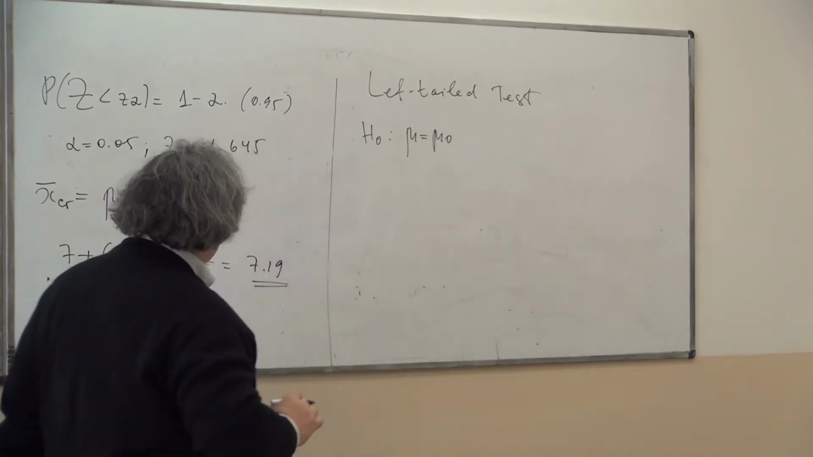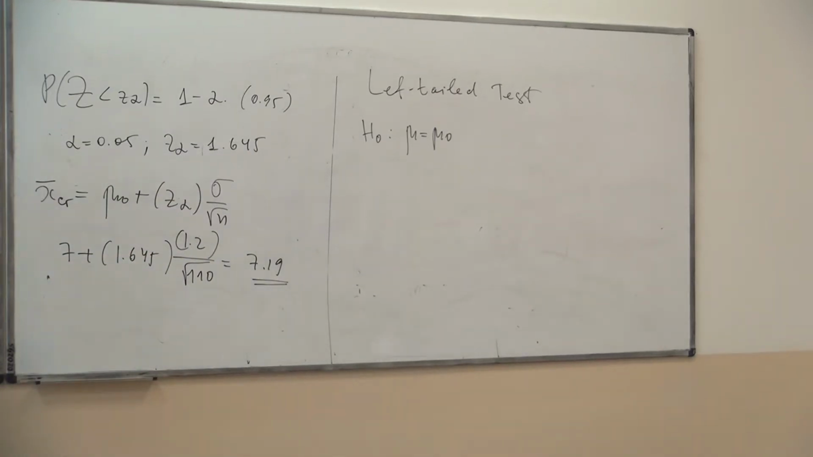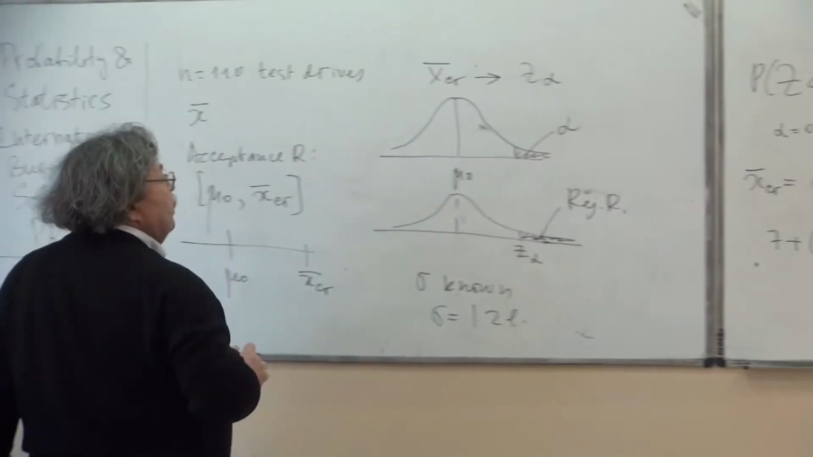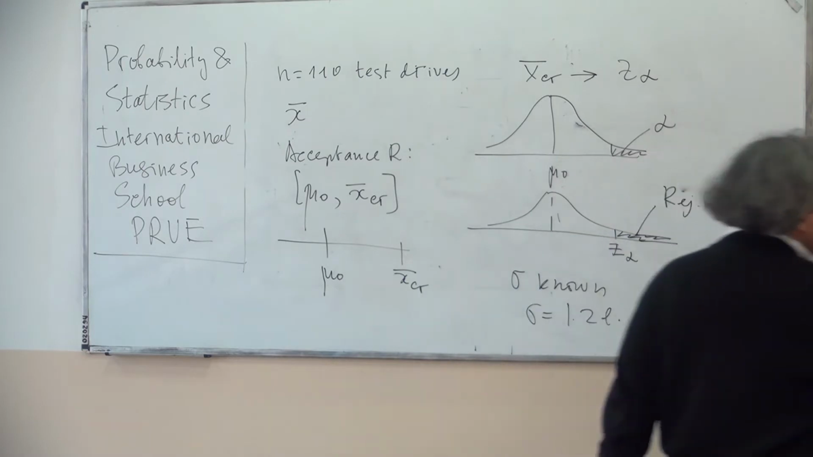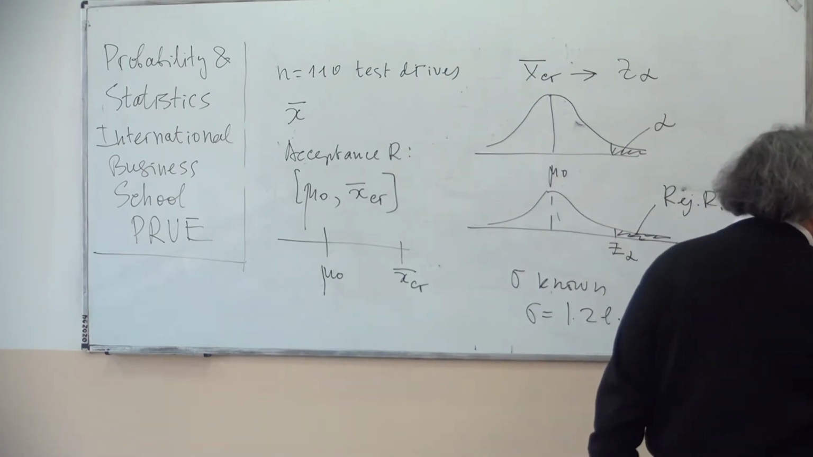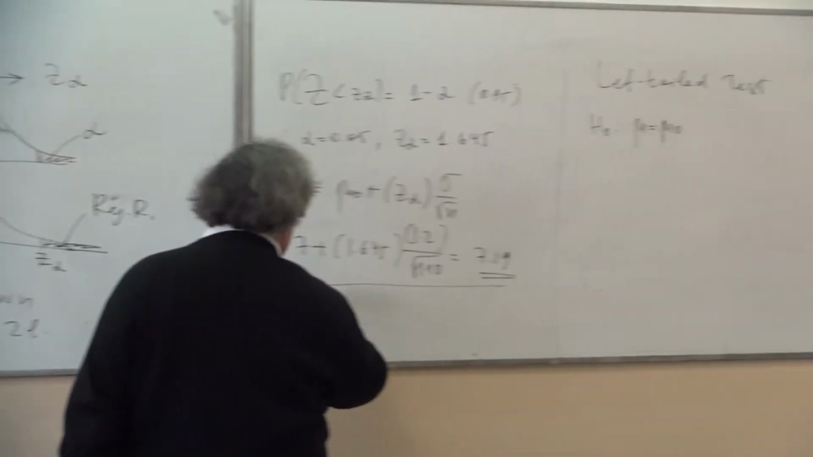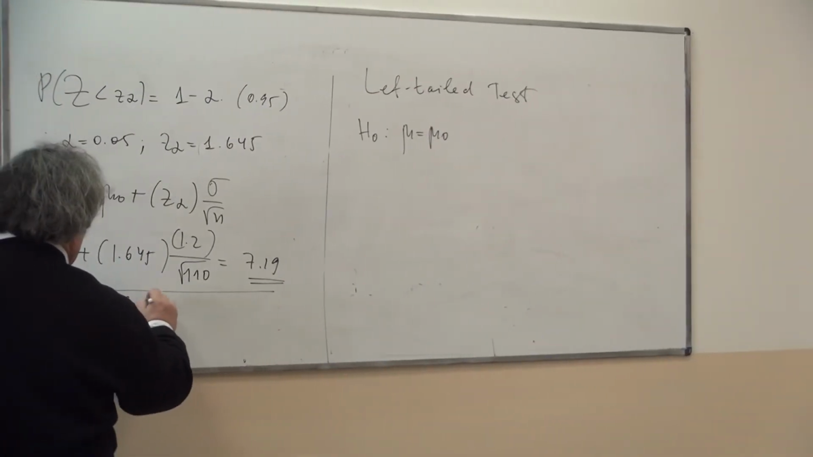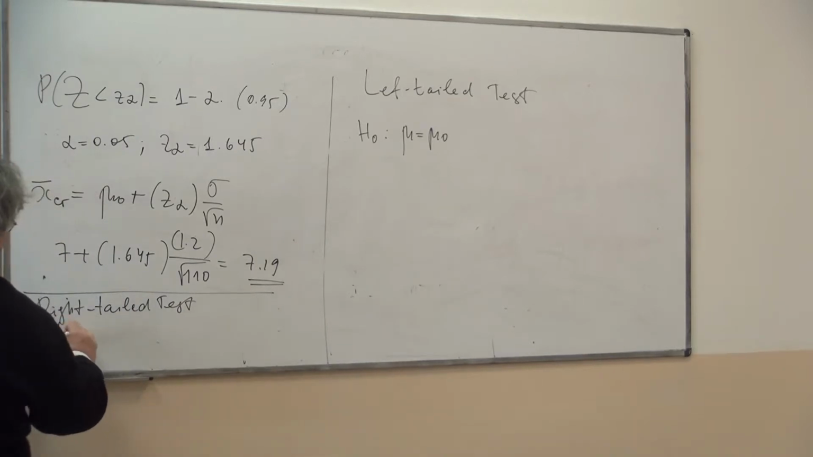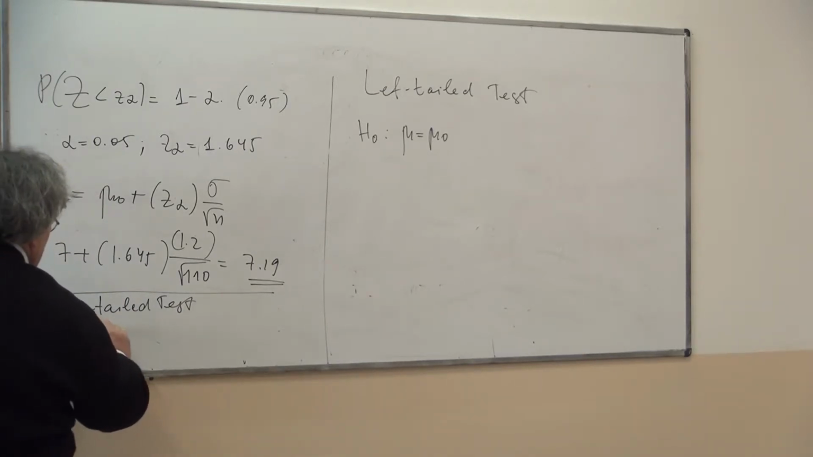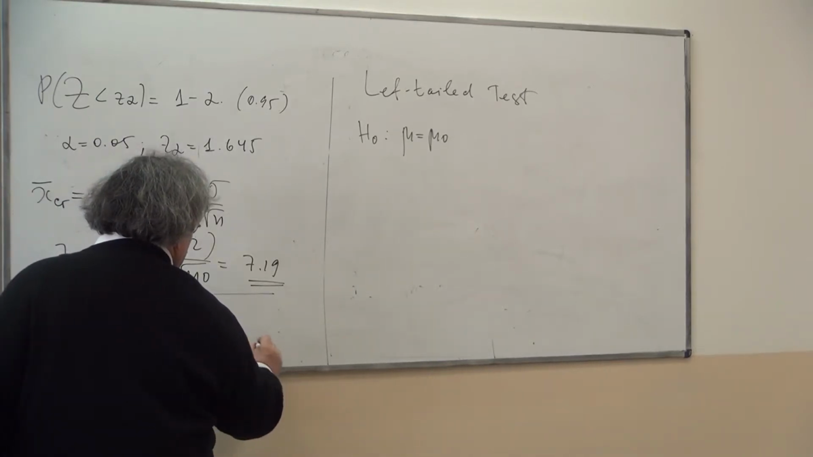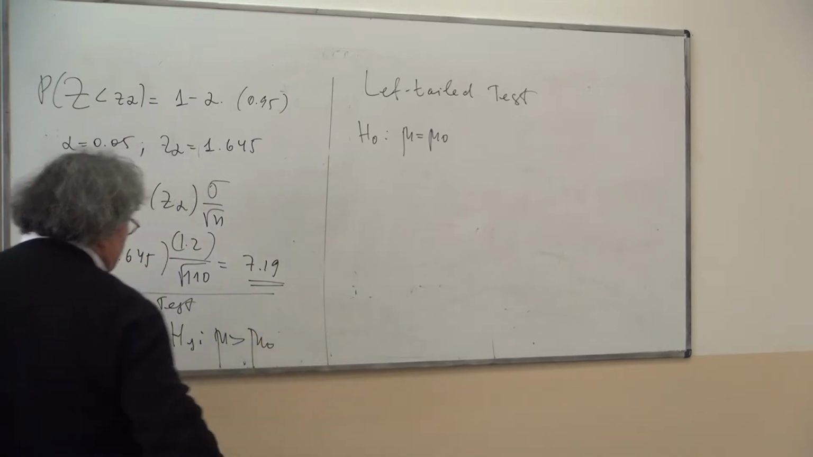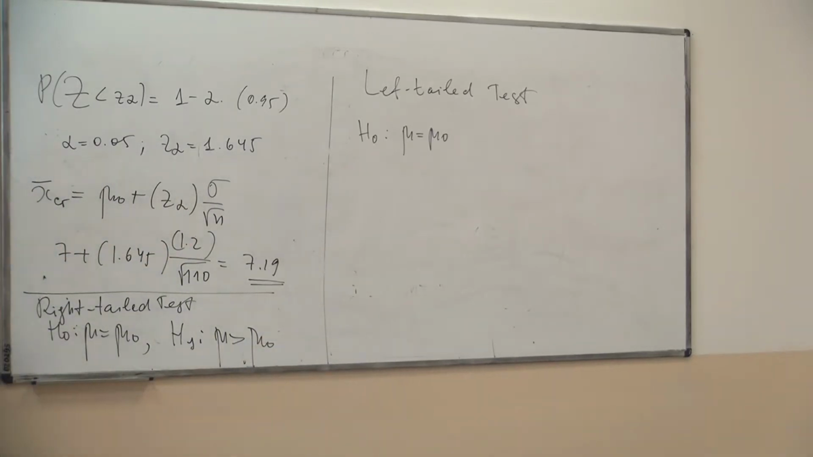Oh, just a second. There is something important to be noticed here. Unfortunately, I've already erased it, so I have to write this again. In a right-tailed test, H0 is mu equals mu 0, and H1 is mu is greater than mu 0. Look at this. Something may give rise to questions here.